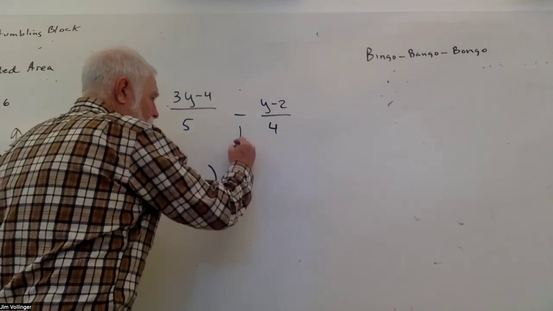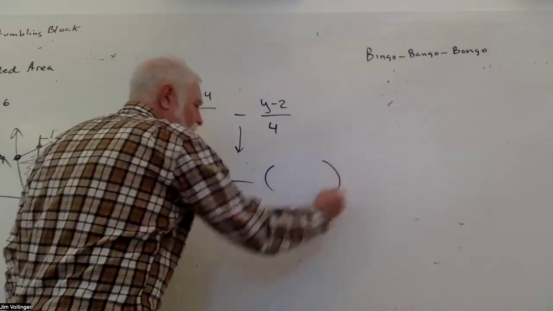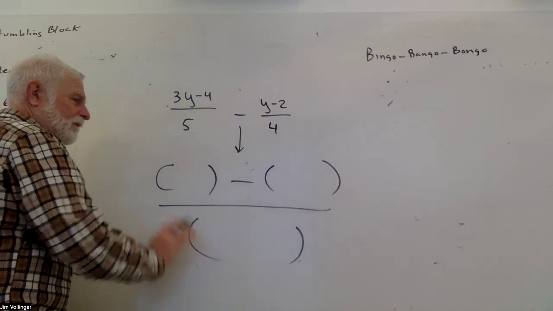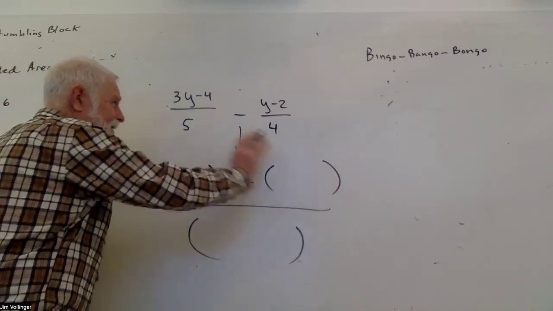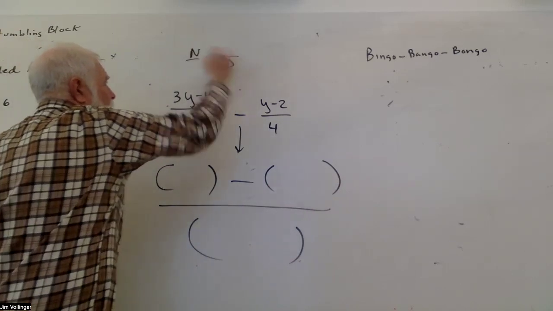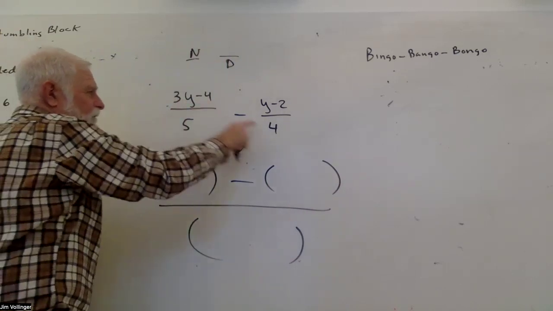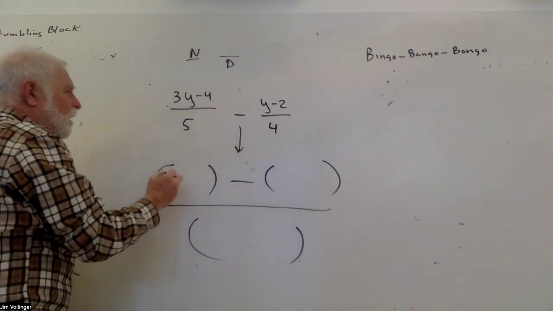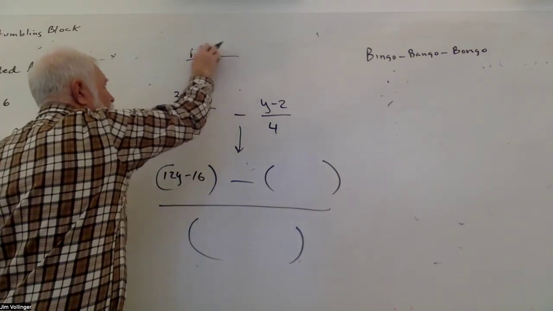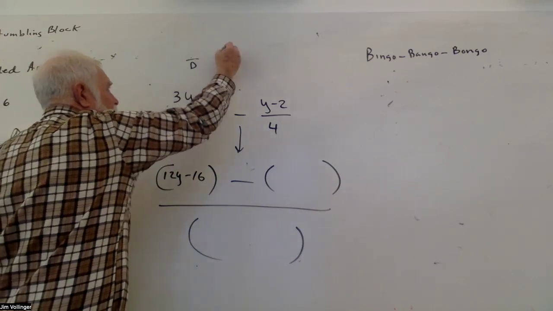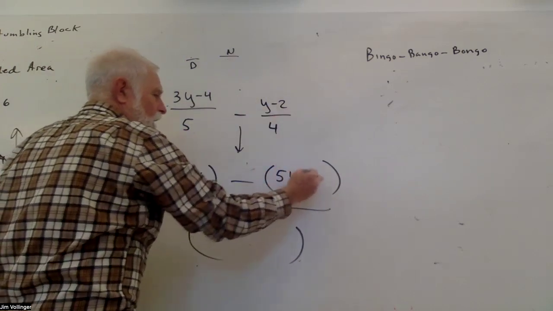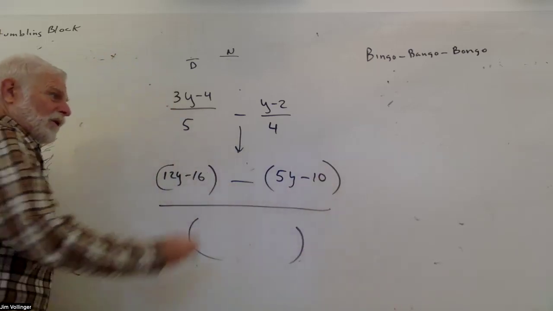Bingo. I'm subtracting. Bango. Bongo. For the time being, use parentheses as kind of a mold. So what's bingo? Numerator times denominator. 3y minus 4 times 4, which is 12y minus 16. Then, bango. Denominator times numerator. 5 times y minus 2. 5y minus 10.